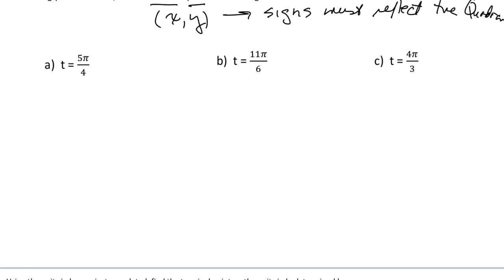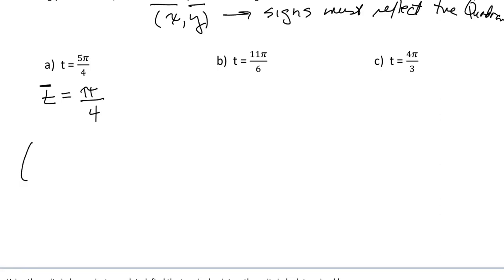I'll tell you what that means in just a second. Okay, so if t equals 5 pi over 4, what is your reference angle? Your reference angle is going to be pi over 4. Okay, this is infinitely easier in radians. Pi over 4 is your reference angle.